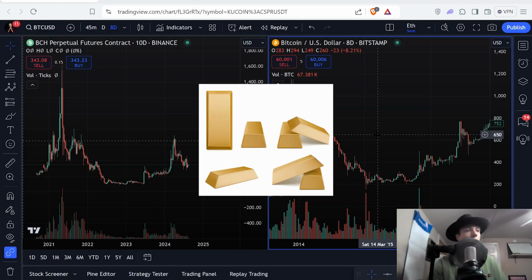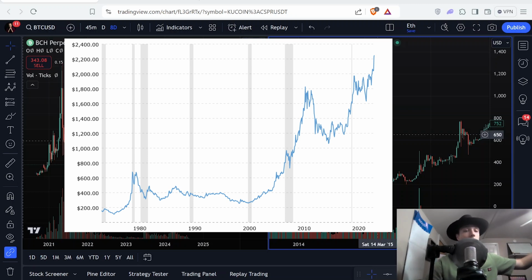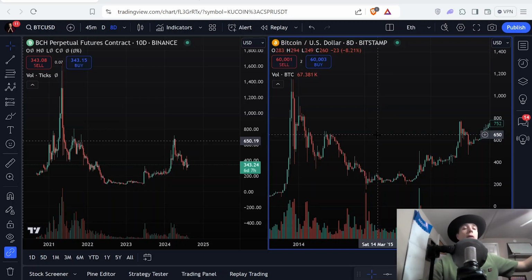It's just like gold. Over time, gold has continually increased in value throughout history because gold has a lot of demand. There's a lot of use cases for gold. It's cool. It looks really cool. People like to wear it. And there's intrinsic value in gold.